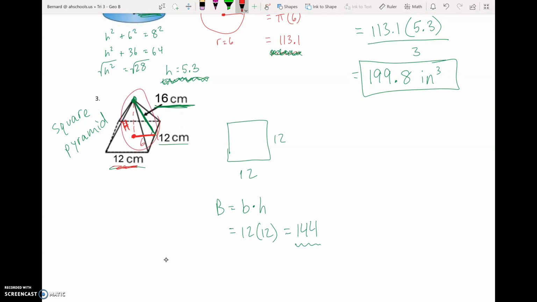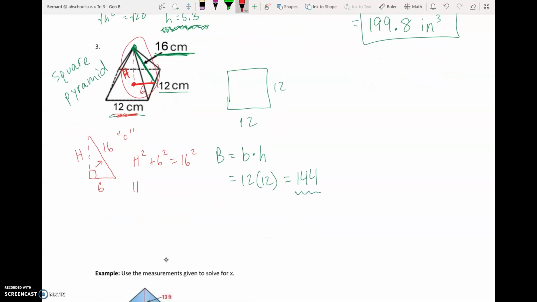And I can pull this triangle out. I'll draw it over here. So here's the H we want. This little side is half of our side, that is 6. And then the slanted side, our slant height is 16. And so here's the 90. 16 is going to be our C. And we can do H squared plus 6 squared equals 16 squared to solve for H again.